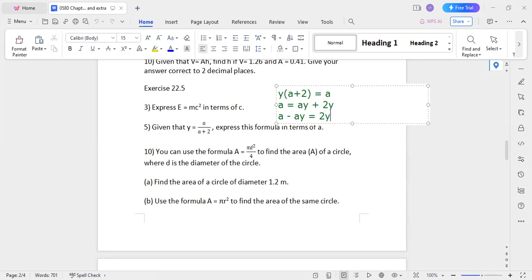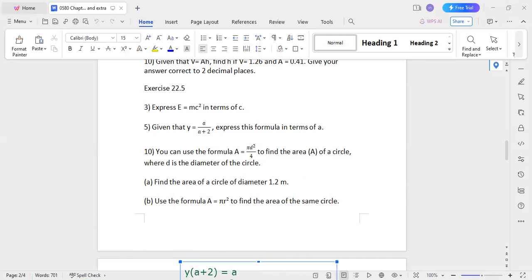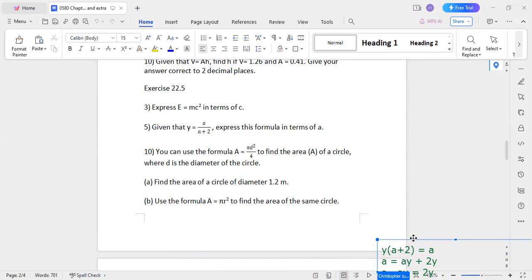The most important part here is to connect like terms together. First, a plus 2 times y is equal to a. Then ay plus 2y is a. Right.